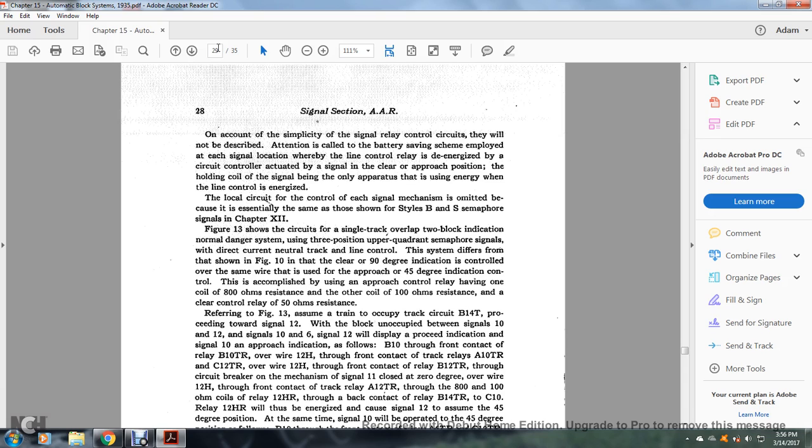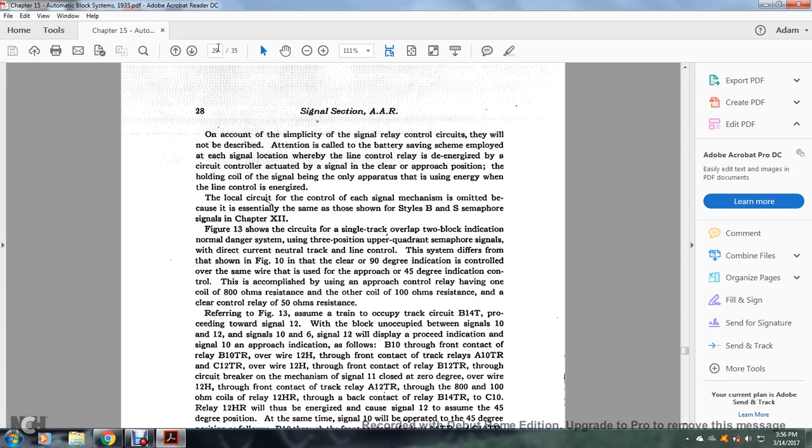All right, page 29, third video. On account of the simplicity of the single relay control circuit, they will not describe the tension of the skull to the battery saving scheme employed with the signal location, whereby the line control relay is energized by the circuit controller actuated by the signal with the clear with the approach signal. The holding coil with the signal is the only apparatus using energy when the line is controlled is energized.